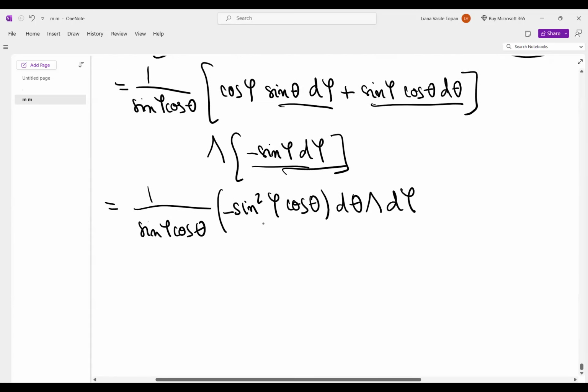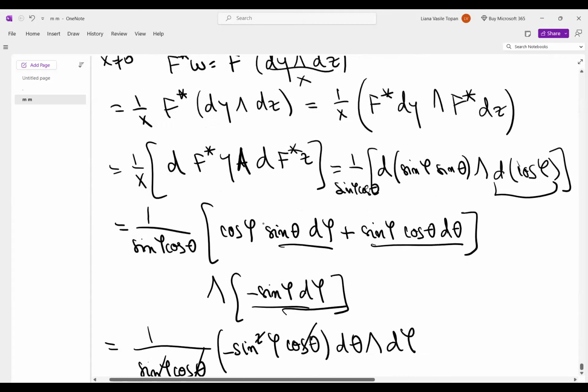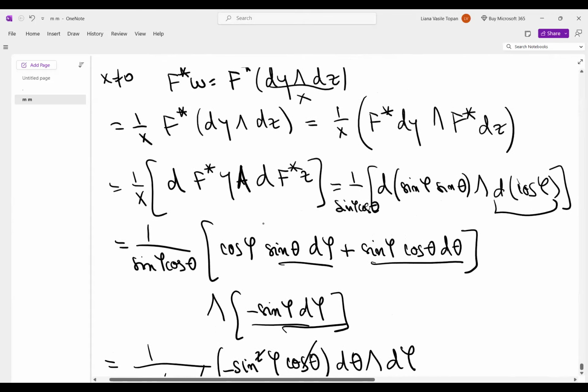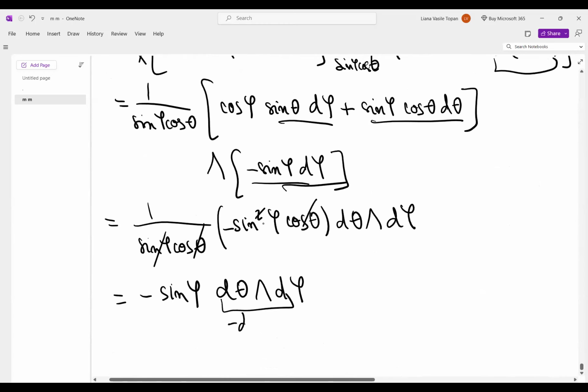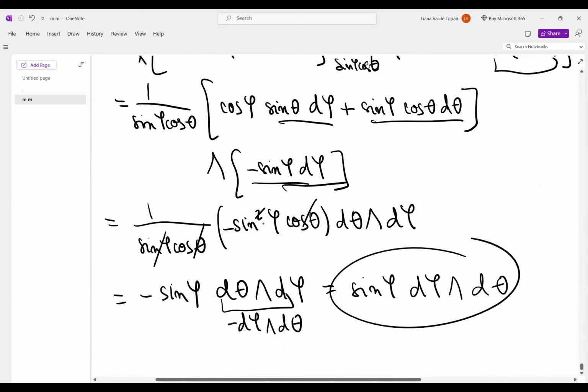Okay. I can simplify the sine. I can simplify the cosine, and I get minus sine of phi d theta wedge d phi. Remember that we arrange this increasingly. So phi was the first variable. So this is minus d phi wedge d theta. So this will be sine of phi d phi wedge d theta. Okay. So we get something like this.